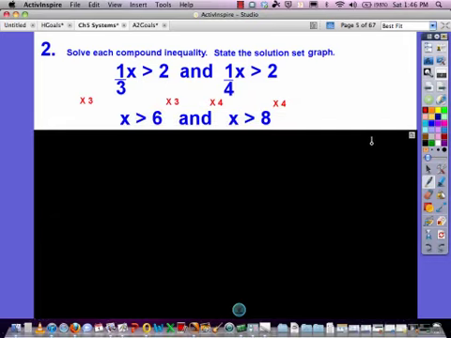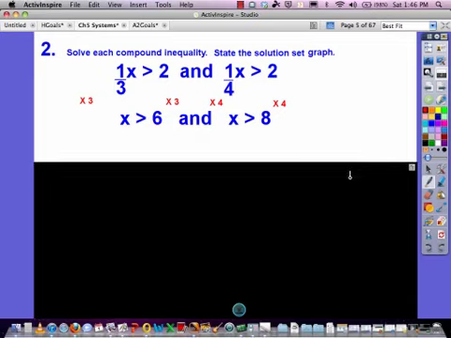So we're getting very quickly x is greater than 6 and x is greater than 8. Now remember also, we haven't done inequalities in a while. If we had been multiplying by a negative, we would have had to switch the inequality signs to the other direction. We did not in this case because our numbers were positive. So continue on, we should be able to graph.